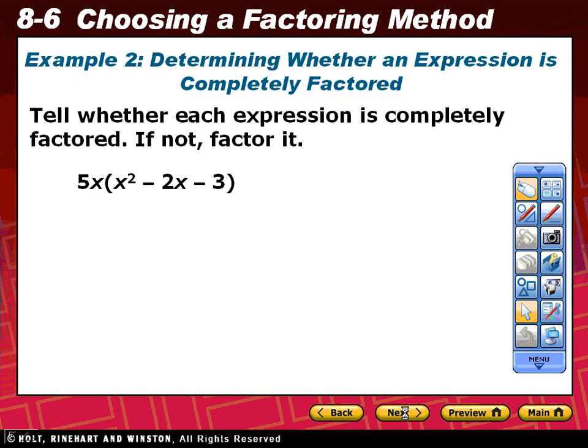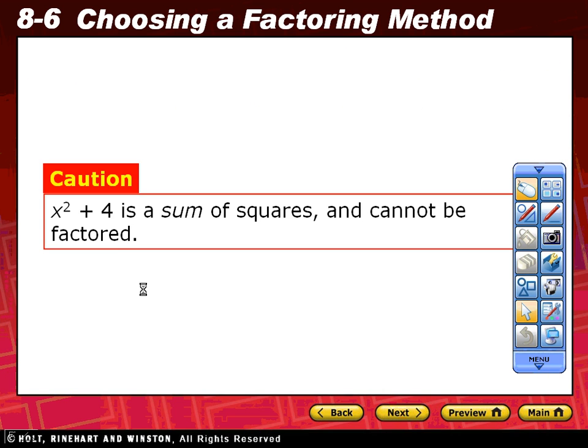Alright, let's go to the next problem. Here's a little caution for us. Students often get confused with this. This is not the difference of two squares. It looks very similar, but notice that instead of a minus sign, there's a plus sign. This cannot be factored. If it was x squared minus 4, then it could be. It would be x plus 2 times x minus 2.